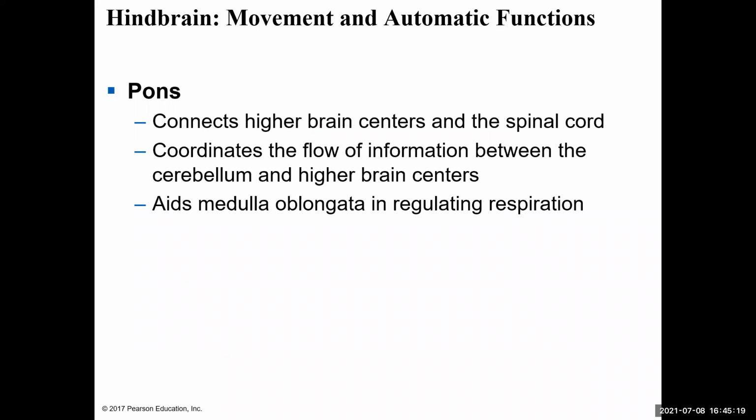Now, the last part of the hindbrain is the pons. And so the pons is connecting the higher brain centers with the spinal cord. And so it's coordinating information between the cerebellum and the upper areas, so the midbrain and the forebrain. And it aids the medulla oblongata in regulating respiration. Okay, all right, so that's it for the parts with the hindbrain.